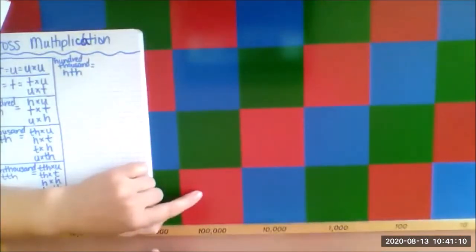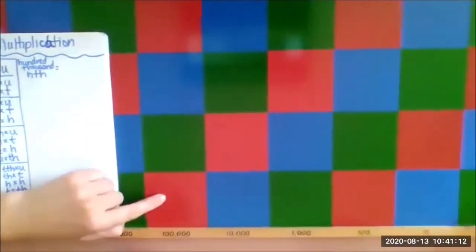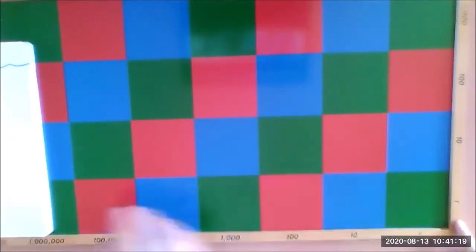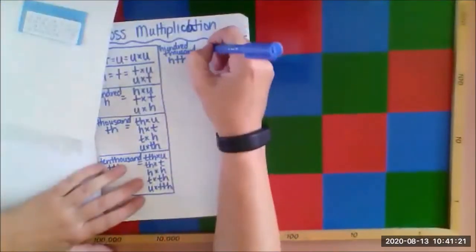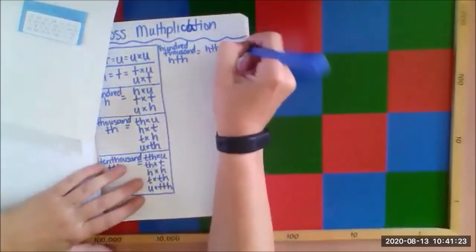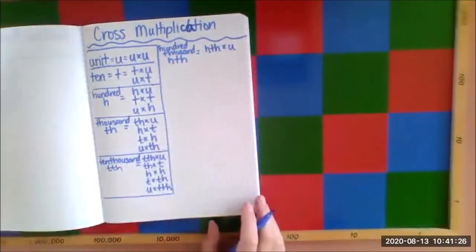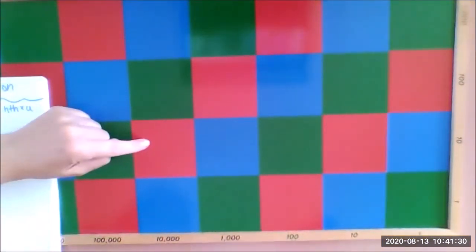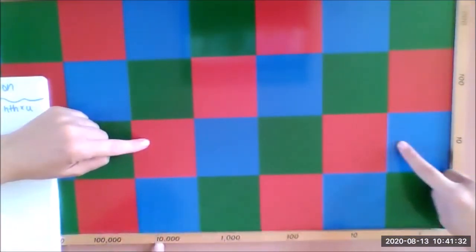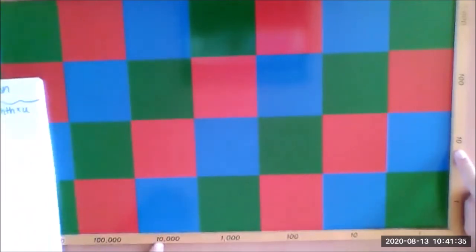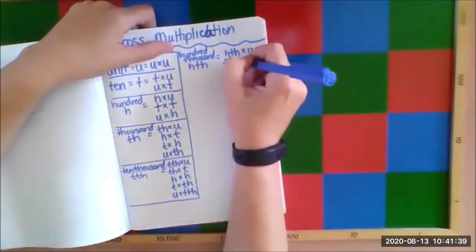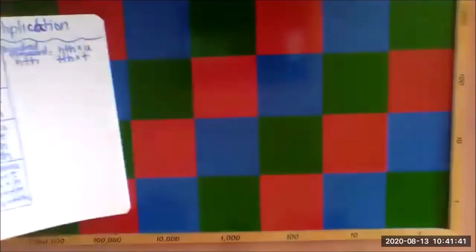Okay, now on our checkerboard, this is the 100,000. It's red, and we can see, okay, there it is. 100,000 times the unit row. So we have an HTH times a unit. 100,000 times a unit gives us 100,000. Then we also have this 100,000, which is 10,000 times 10, a 10,000 times a 10. All right.